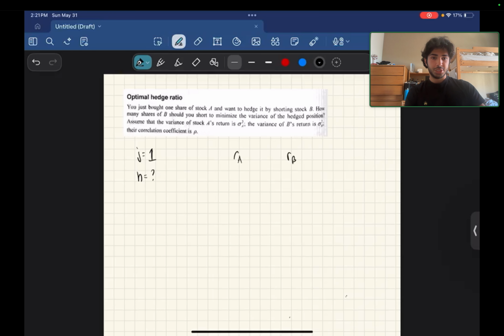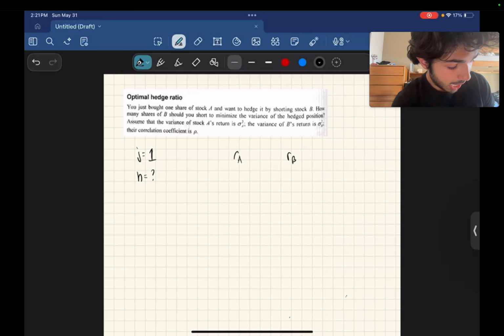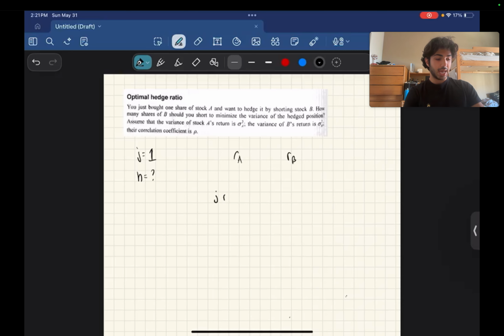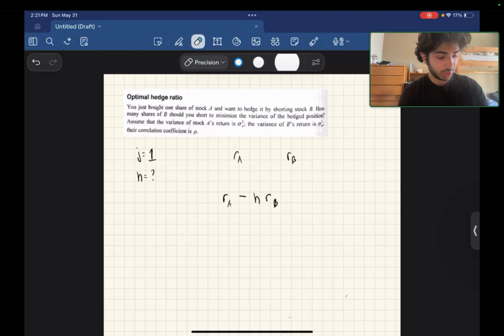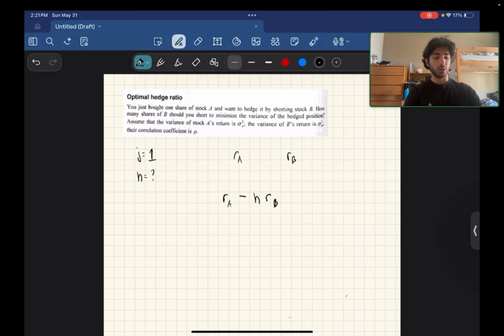So our position is represented by how many shares of position A we have times its returns, minus, because we're shorting stock B, H times the returns for B. We said that we have one share of stock A, so J is equal to 1, and we get rid of this coefficient here. And we want to find the variance for this.